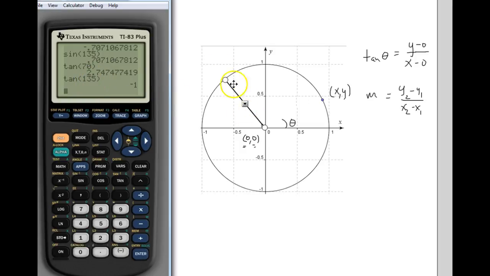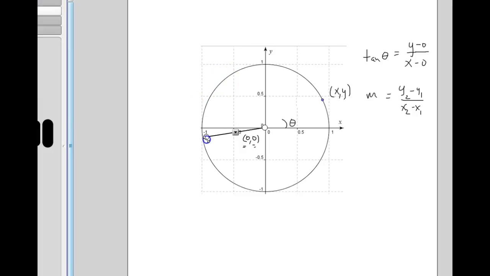Because remember, 135 degrees is a 45 degree angle in the second quadrant. We're on the line y equals -x. And what's the slope of the line y equals -x? It's the number in front of the x, so -1. Okay, so in quadrant 3, I am now positive sloping again, meaning I'm going uphill left to right.